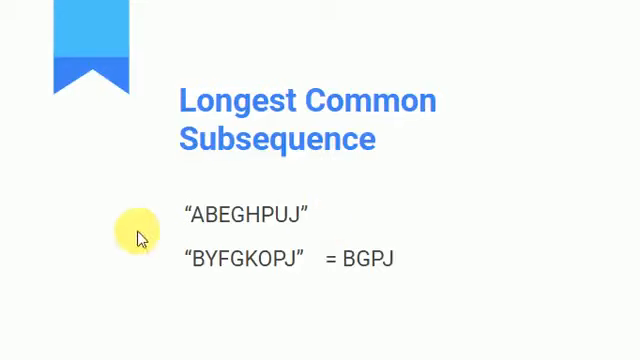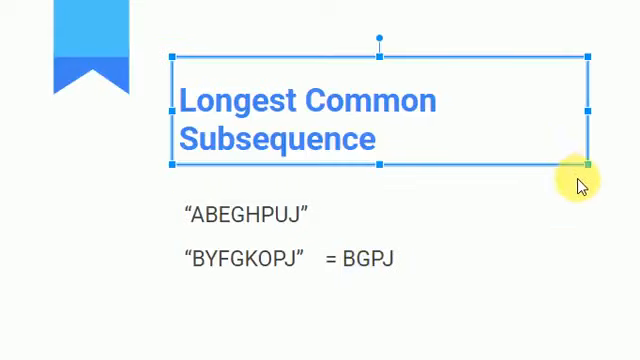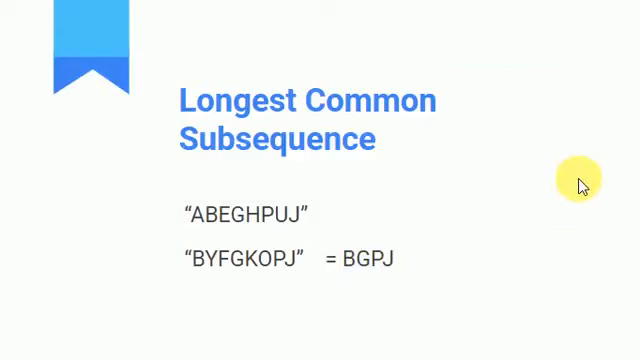Two strings will be given and you have to find a common sequence in both the strings. So here in this case B is present here, B is present here, G is present in these two strings, P is present in these two strings, and J. Okay, it need not be sequential. So BGPJ is the longest common subsequence and we just return 4 as the output. We just return the length of the longest common subsequence.